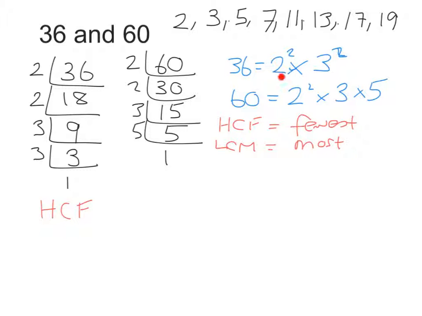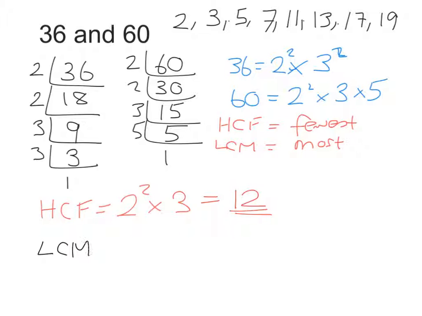So I could use 2 2's or 2 2's. There's no choice there, so it has to be 2 2's. I could use 2 3's or 1 3. Now I want the fewest, so I'm going to use 1 3. I could use 1 5 or no 5's. Now if I want the fewest, that's no 5's. So I don't include any 5's. So the highest common factor, 4 times 3, is 12.